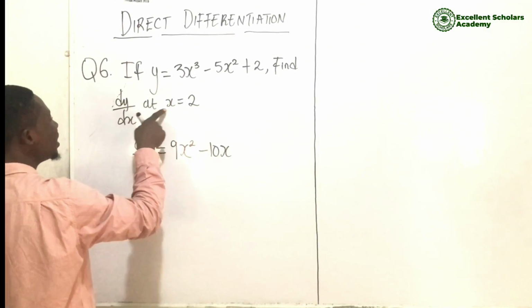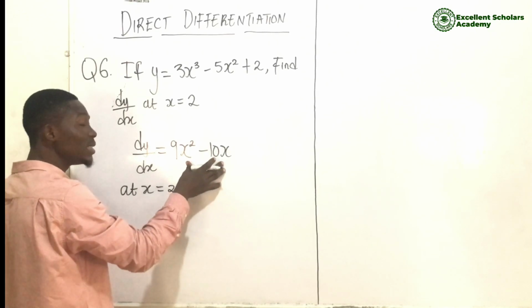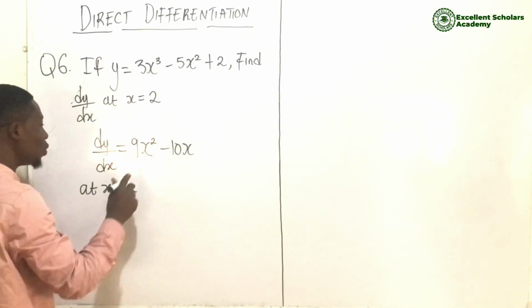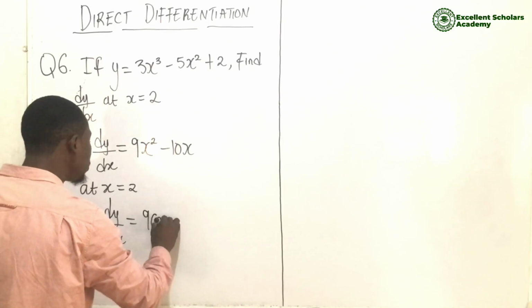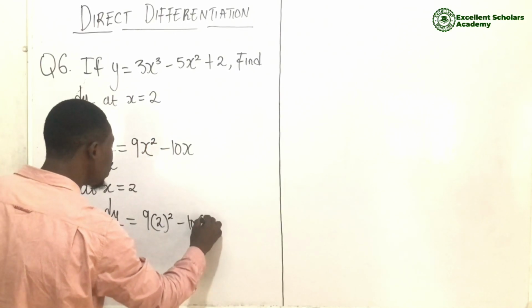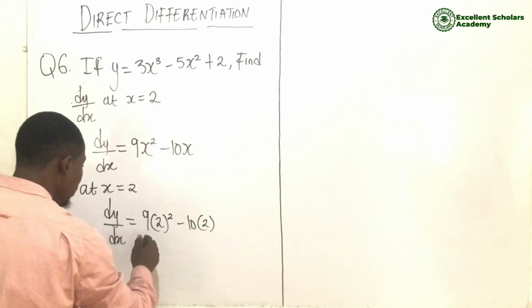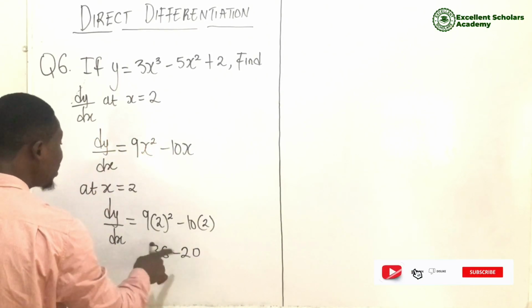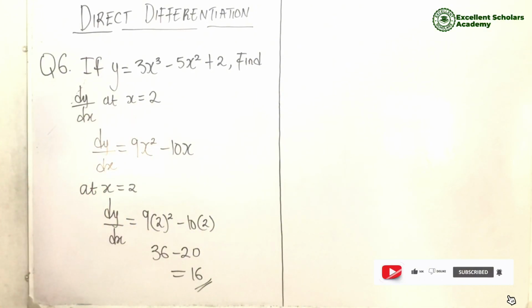But don't forget, they said find dy/dx at x is equal to 2. So at x is equal to 2, anywhere we see x in this derivative, which is 9x squared minus 10x, we're going to substitute the value of x as 2. So finally, our dy/dx is going to be equal to 9 times 2 to the power of 2 minus 10 times 2. Now 2 to the power of 2 is 4. 9 times 4 gives you 36, minus 10 times 2 gives you 20. Now 36 minus 20 gives you 16 as our answer. So that's our answer. I hope you understand this.